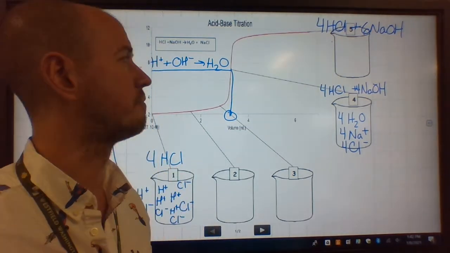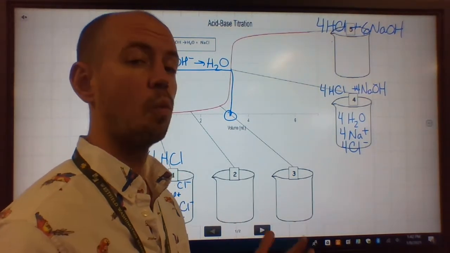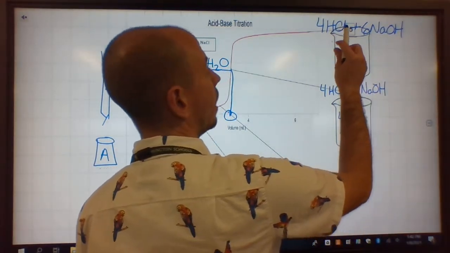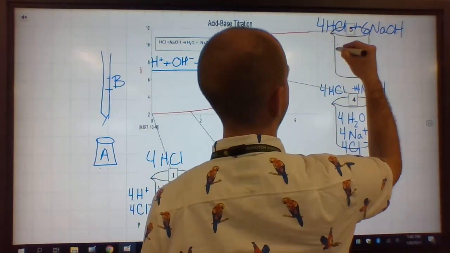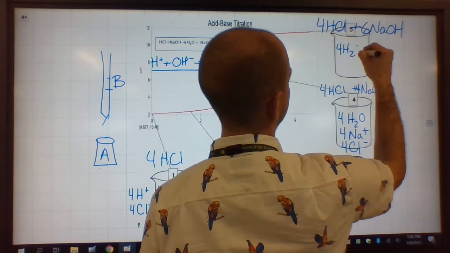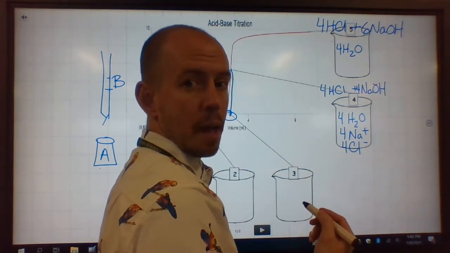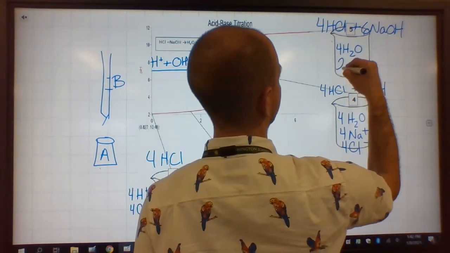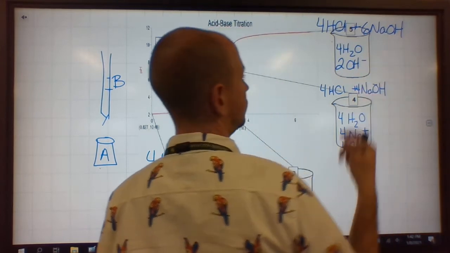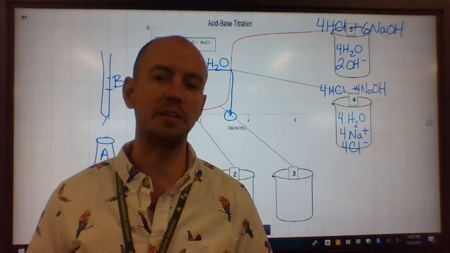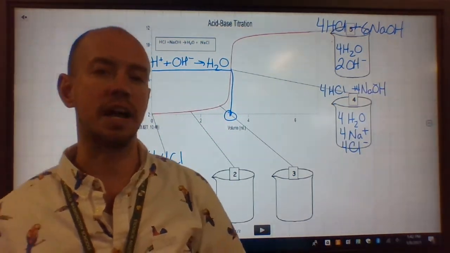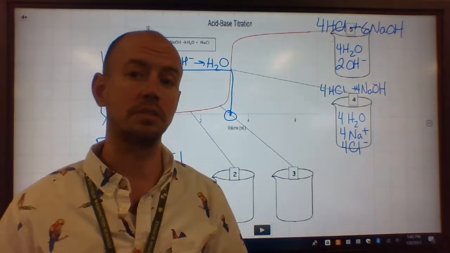If I have those, what have I made, or what is actually in the solution? Well, I still have 4 H's and 4 OH's, so I can make 4 H2O's. But there's 2 OH's that don't have a hydrogen to react with them. So I have 2 hydroxide ions in excess.